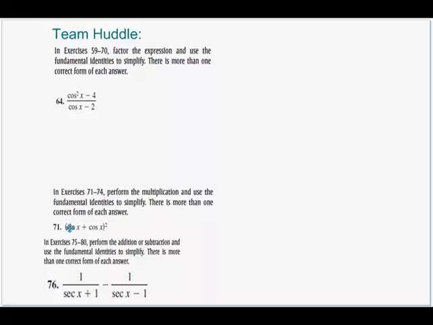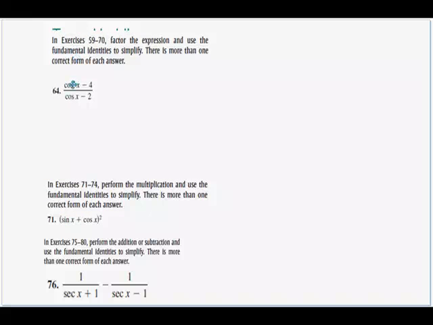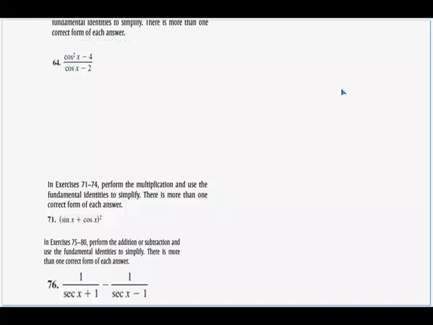Let's see, in the first one, factor the expression and simplify with the identities. Well, the numerator, as I gave you a little hint, is something squared minus 4. A perfect square minus another perfect square is the sum and a difference. So we're going to have the same terms with a plus and a minus in there. And our first term is cos squared, so it's going to be cos of x times cos of x. That gives us cosine squared. And our 4, the square root of 4 is 2, plus 2 and minus 2.